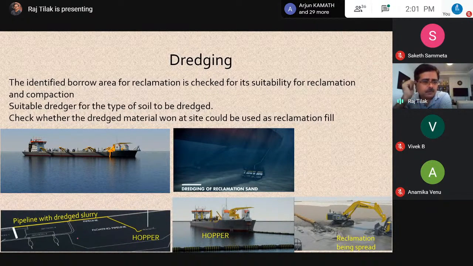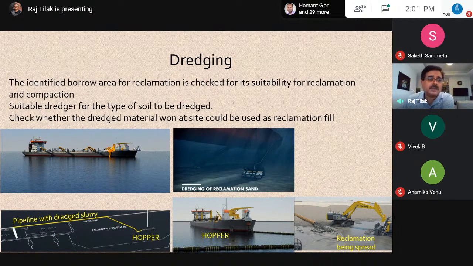So you will be posed with such challenges, and you need to address what is to be done, because your ground improvement technique would depend on the type of soil that you see. So when you are doing such reclamation in huge volumes, probably you need a borrow area from where you will bring the soil to reclaim this land.